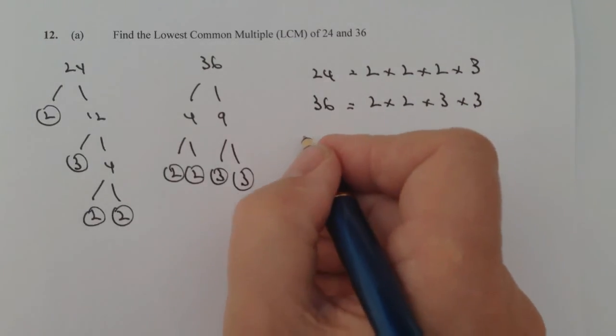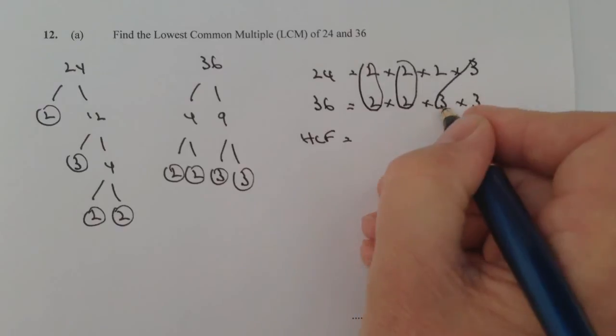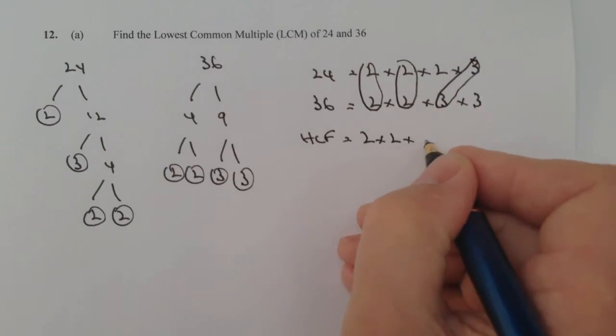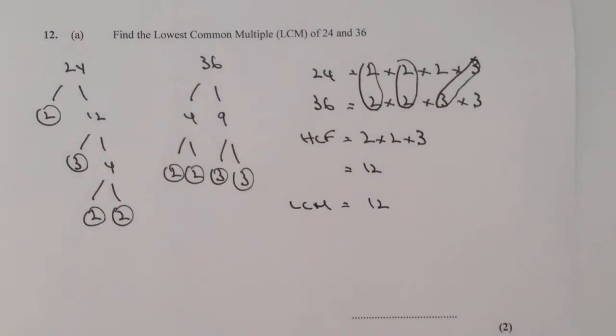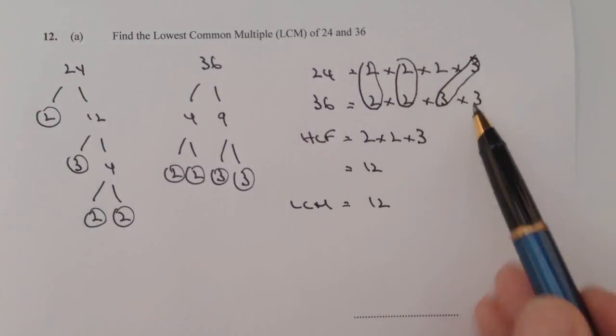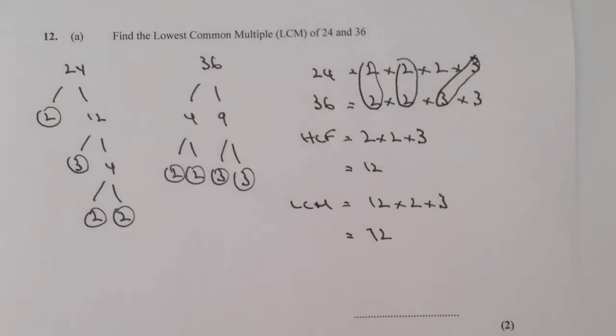So therefore we've got to work out the HCF first, and that's going to be that, and one of them. Okay, so that's 2 times 2 times 3, so that's going to be 12. And then the LCM is going to be 12 multiplied by whatever's left. Okay, well what's left in this particular case is the 2 and the 3, so it's 12 times 2 times 3, and that'll work out at 72. So therefore the LCM of 24 and 36 is going to be 12. No, it's not. It's going to be 72. Okay. Alrighty. So that's 12 times 2 times 3 is 72.